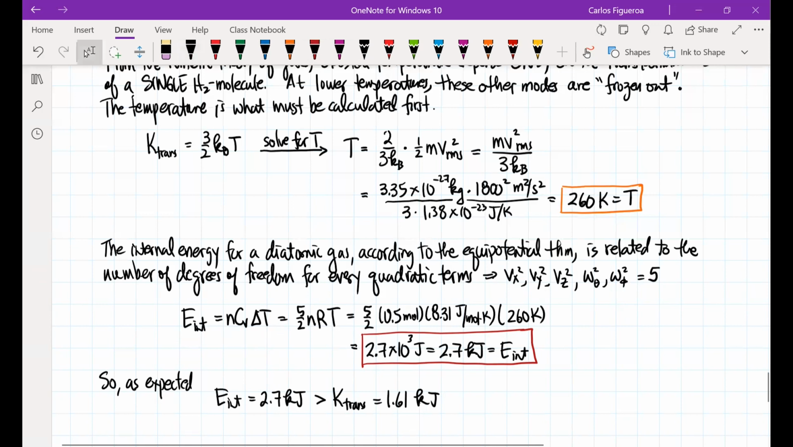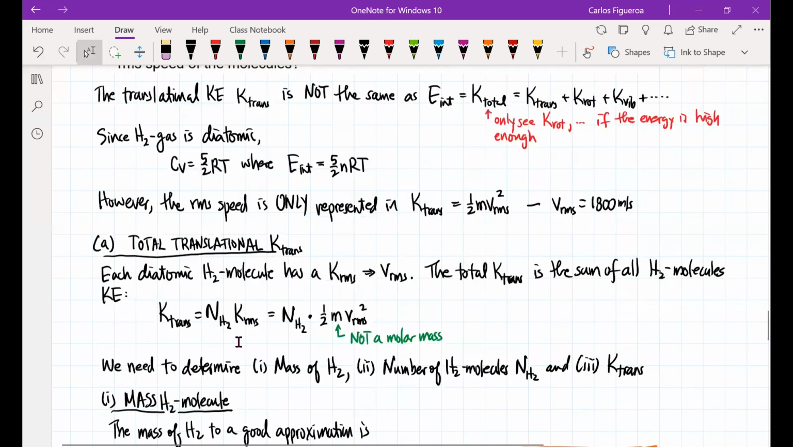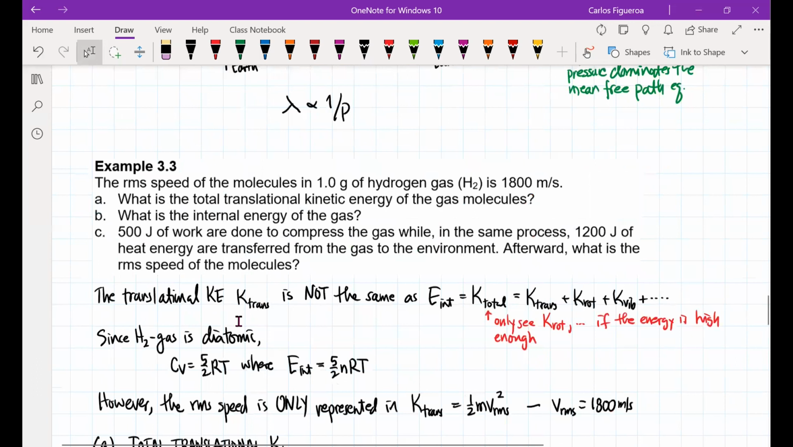So now the last thing that we want to do here, now that I have the internal energy, is this last part C. So look what we have. We have a process that has 500 joules of work while compressing a gas, so that's positive work. And then I have 1,200 joules of heat that is ejected out of the system. So now they want to know, if I take this gas through this process, what is the final temperature of these gas molecules?